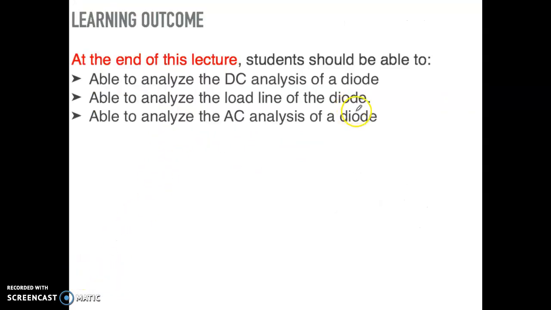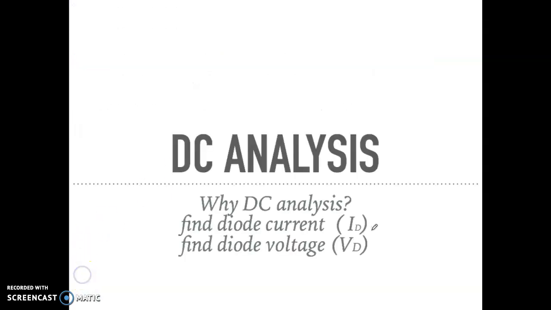The learning outcome for this chapter is that first you need to be able to analyze DC analysis, AC analysis, and the other term is the load line. Why do we need DC analysis? As I mentioned before, because the diode is an active device, we need to turn on the device. So in your DC analysis, you need to find all its capital values, that is ID and VD.